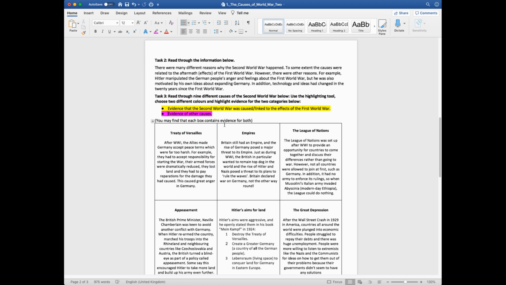Now, it wasn't World War I, it was other reasons. You're going to choose a different colour. If you're doing it by hand, you can just write the title of the card, Treaty of Versailles, or Empires, or the League of Nations, and then tell me, is it one of these 2?